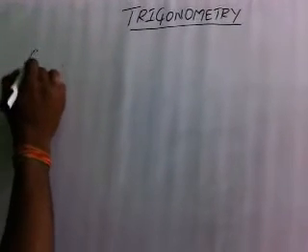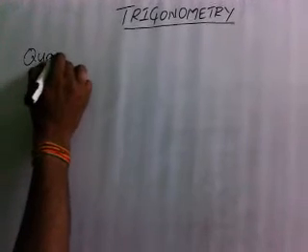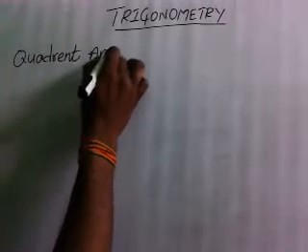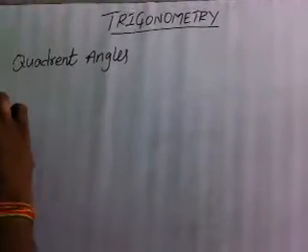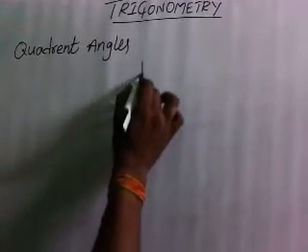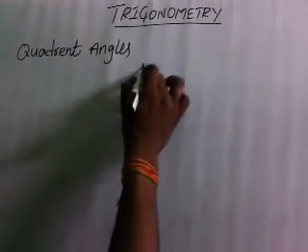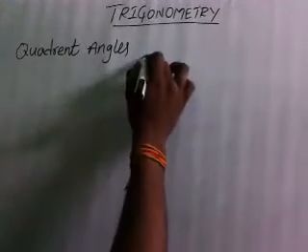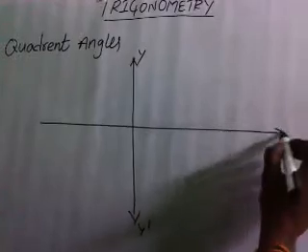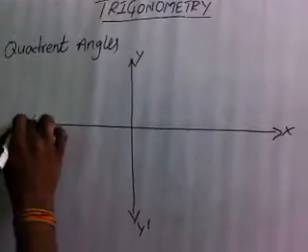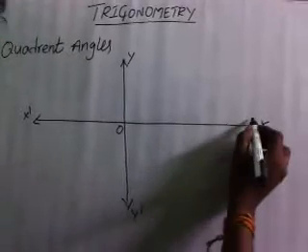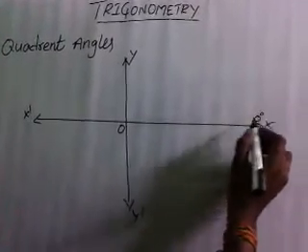Let us discuss quadrant angles. What are called quadrant angles? Draw the x-axis and y-axis, Y dash, X-axis, X dash, and the origin. Here the starting angle is 0 degrees.